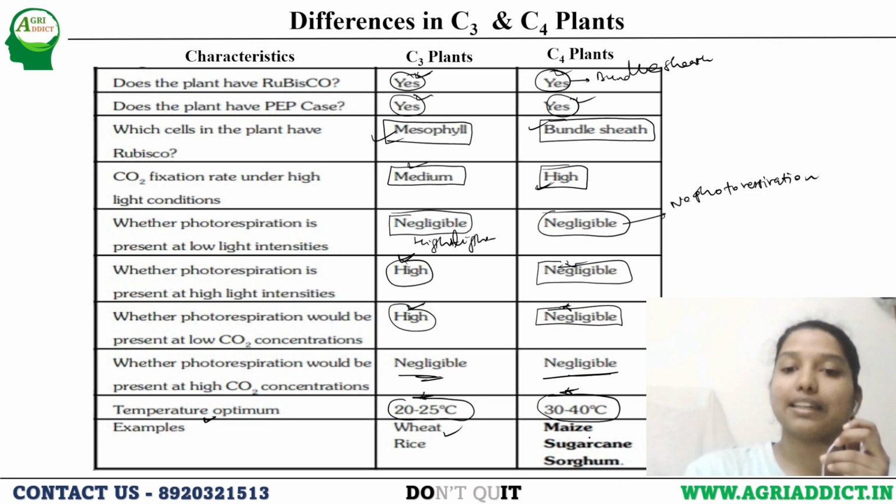What are the examples of C3 plants? This is wheat and rice, and here, maize, sugarcane, sorghum. Okay, I hope you have got the difference between C3 and C4 plants.